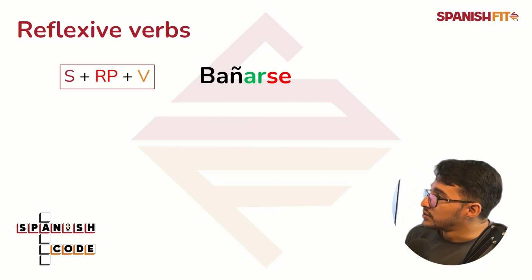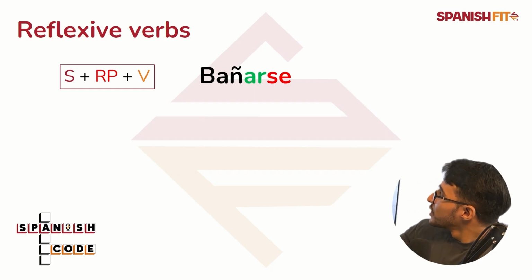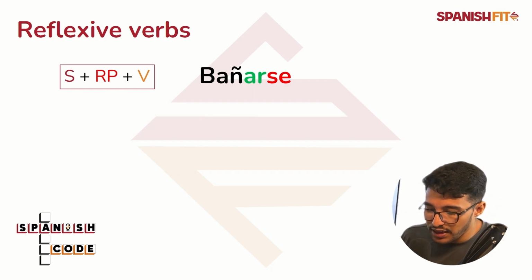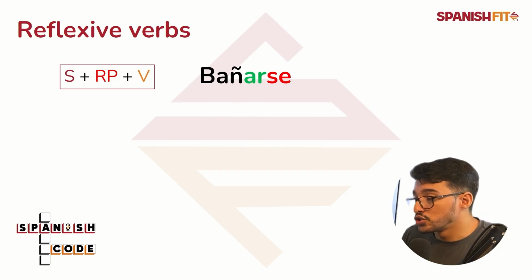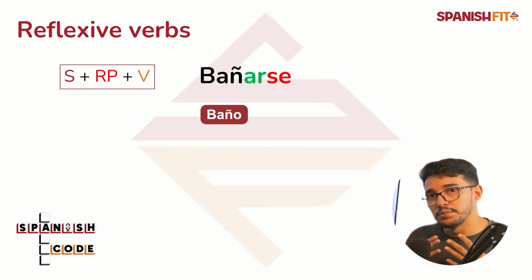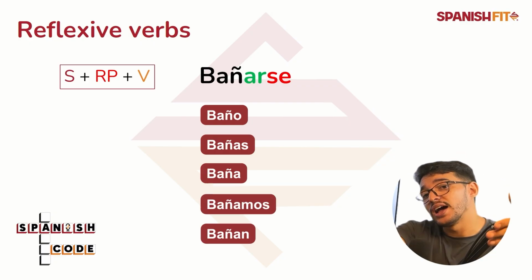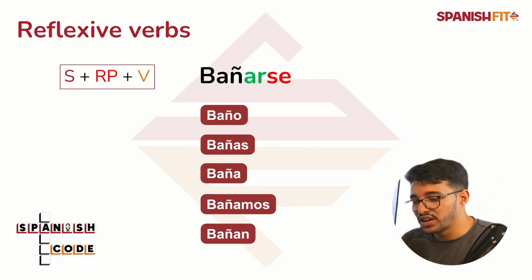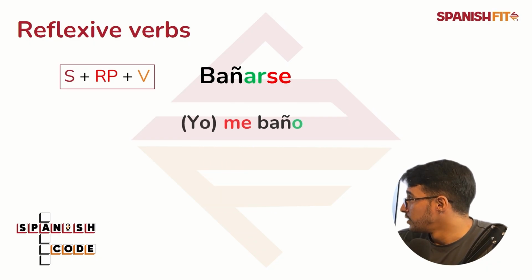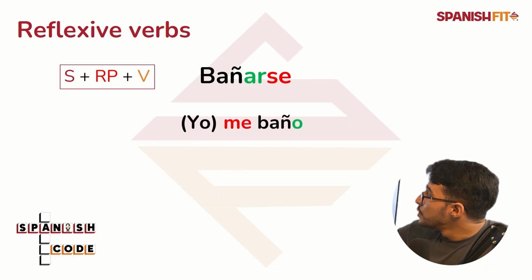To bathe. So we have bañarse, and whenever we're going to use it, we learn how to conjugate an AR verb. Remember, baño, bañas, baña, bañamos, and bañan. But in this case, we're going to need an extra thing. So if I want to conjugate for me, it is me baño or yo me baño, both work.